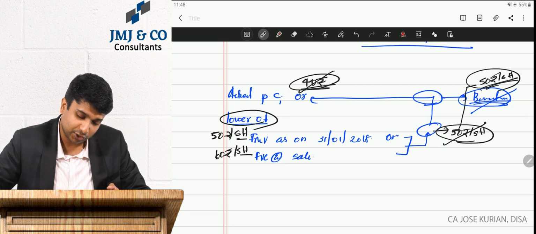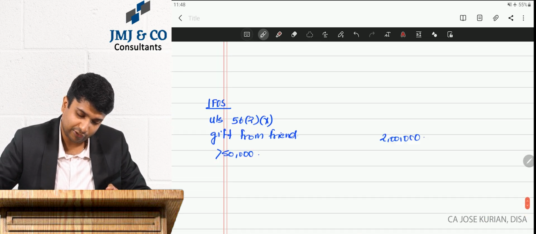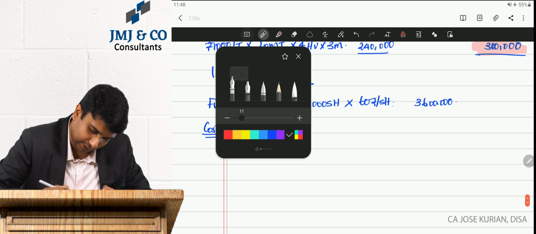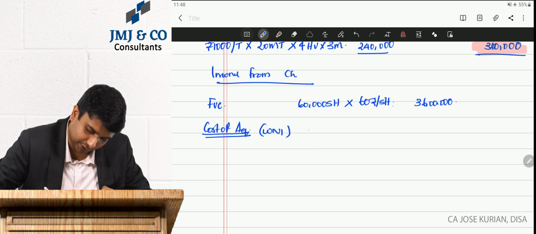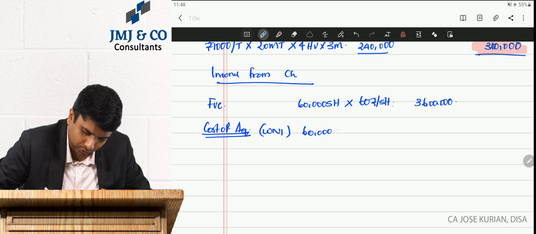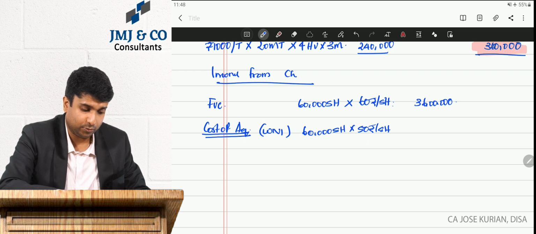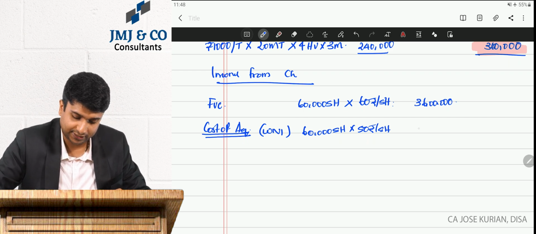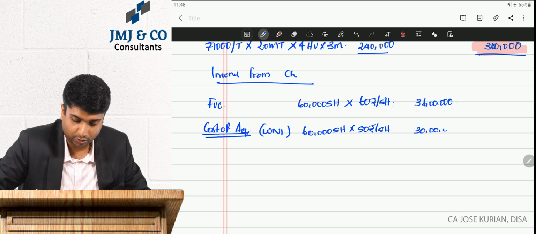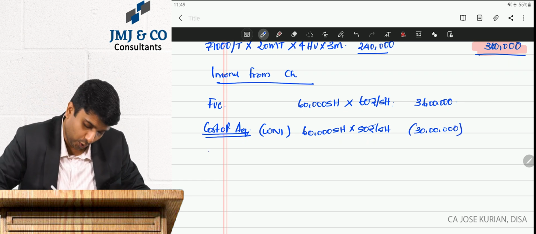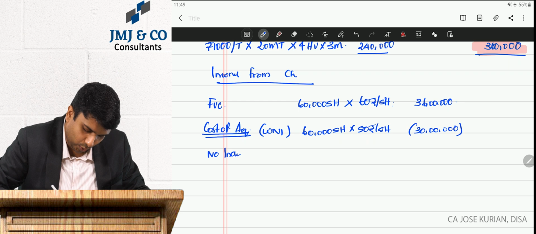So 50 rupees per share is the cost of acquisition for those 60,000 shares. As per the working note, let's finish off this adjustment. 60,000 shares into 50 rupees per share, it would be 30 lakhs as the cost of acquisition. And friends, you will not get the benefit of indexation. No indexation benefit.